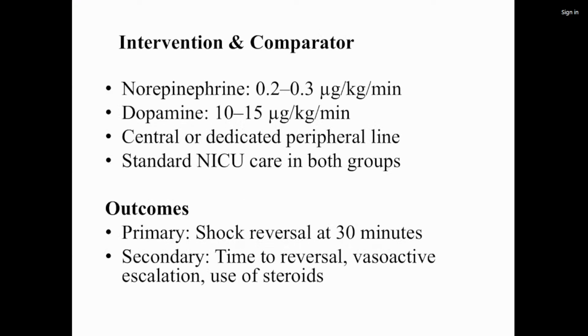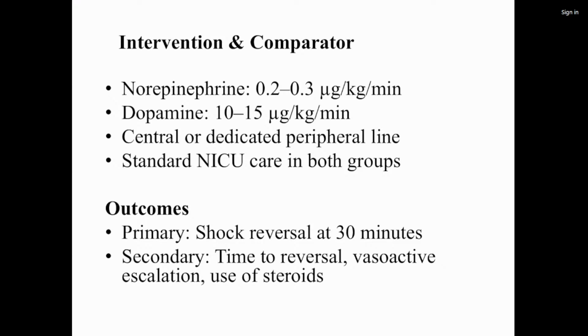Then the intervention and comparator. Norepinephrine was given in the norepinephrine group. The norepinephrine was diluted in 50 ml of 5% dextrose and started at 0.2 micrograms per kg per minute, at 0.4 ml per hour. In the dopamine group, dopamine was also diluted in 50 ml of 5% dextrose and started at 10 micrograms per kg per minute, also at 0.4 ml per hour.